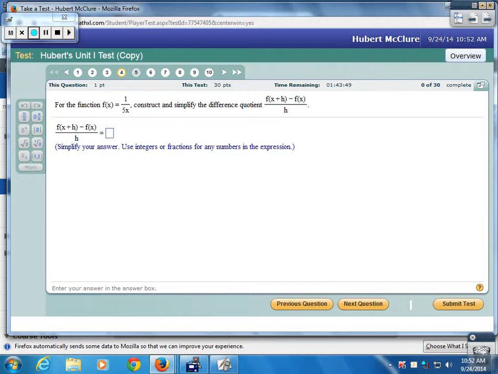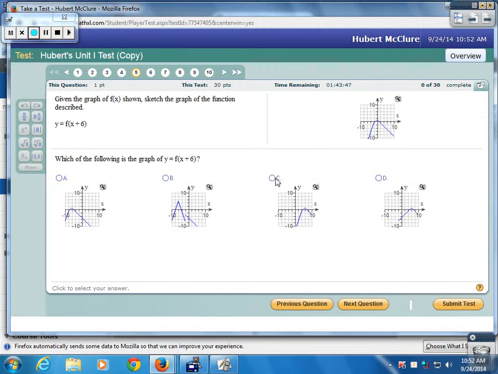There's another difference quotient. So you got two different quotients so far. Which one is the sketch? Let's see. Given the graph of f of x shown, this is f of x. What does f of x plus 6 look like? Is that a horizontal shift or a vertical shift? Well, 6 is inside the parentheses, so it wouldn't be horizontal. So that'd be 6 to the what? Left. So it'd be A.